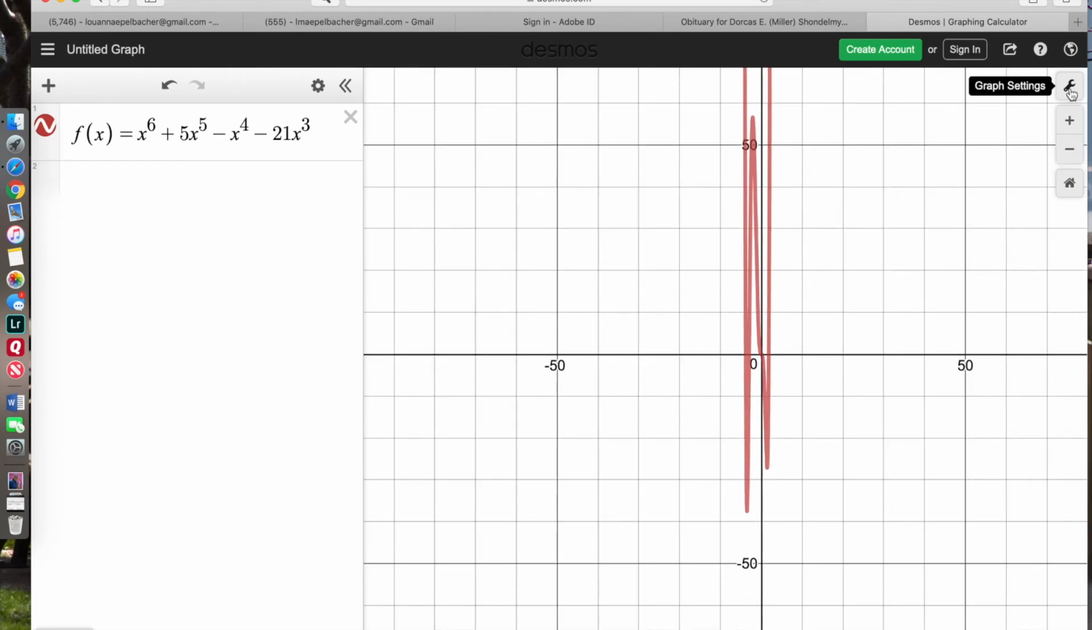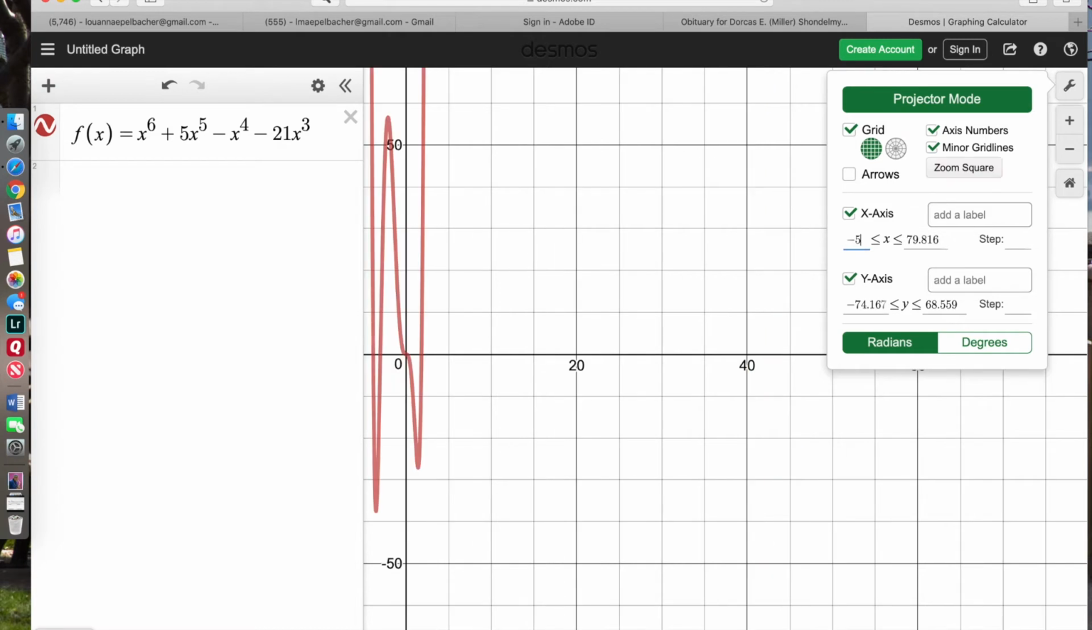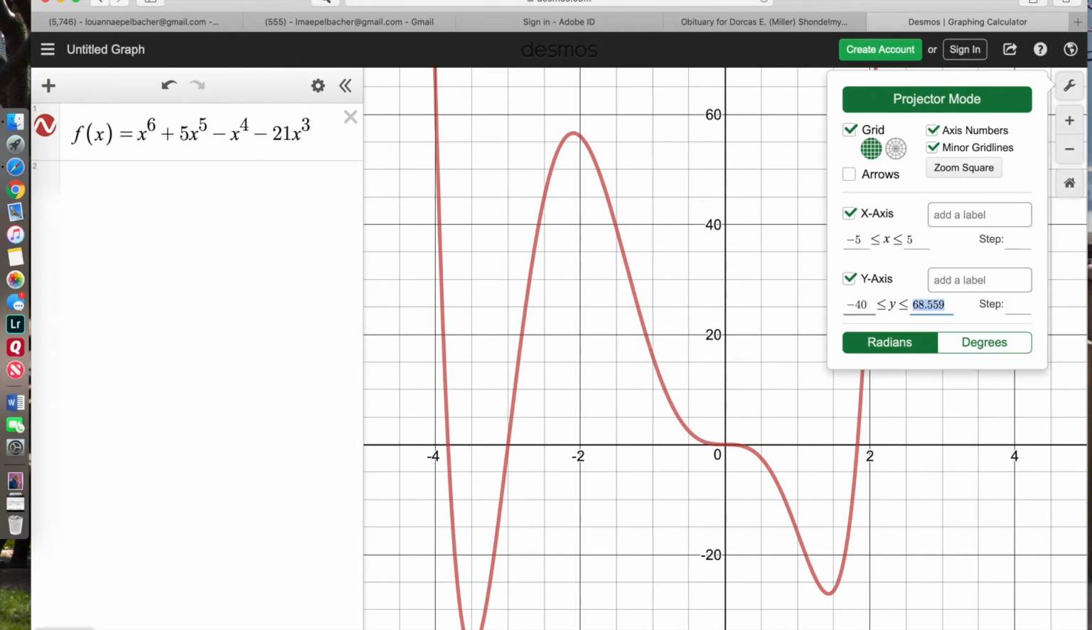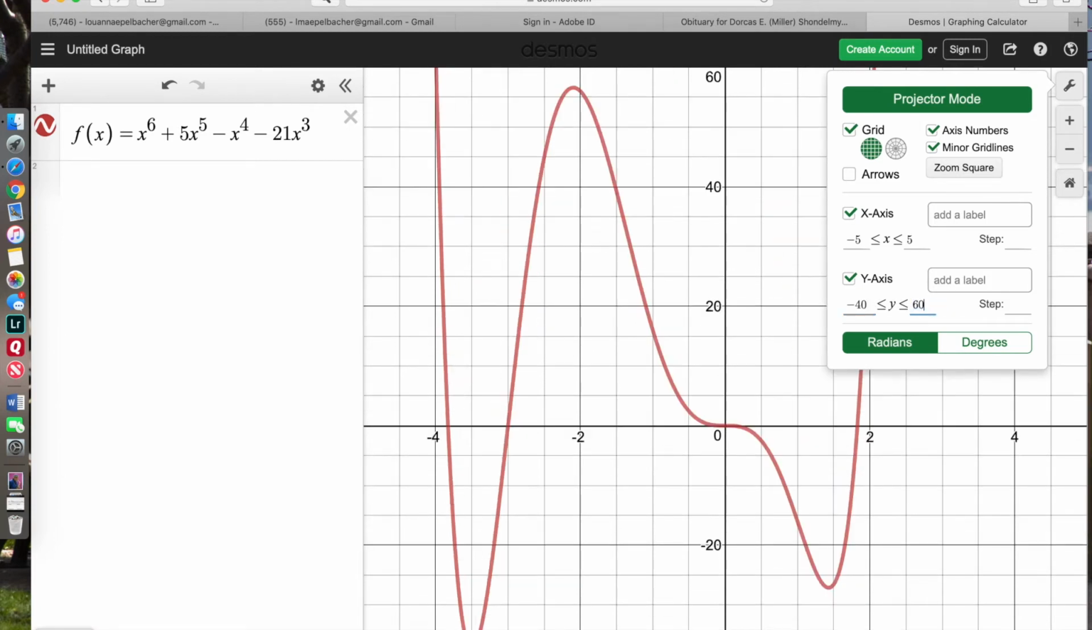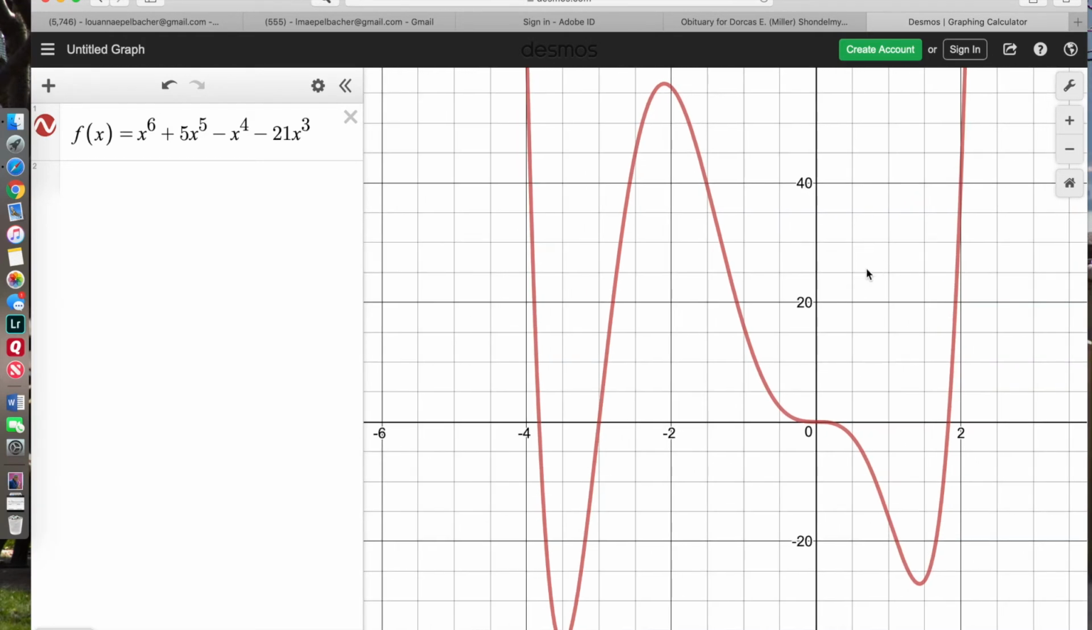So if you click on this wrench over here for graph settings, I'm over on the right, what you can do is change the range of your x-axis and y-axis values to match what I've given you on the paper. So here, for example, on the paper, your x values go from -5 to +5. And oh, look, already that looks better. And then your y values go from -40 to +60. And so that'll be sufficient for you to work with this graph and be able to click on what you need.